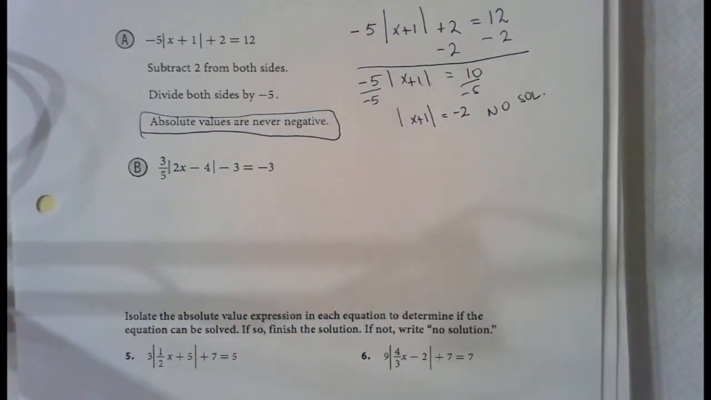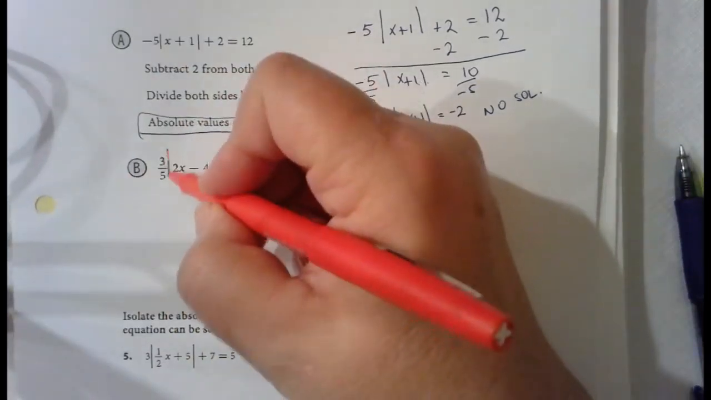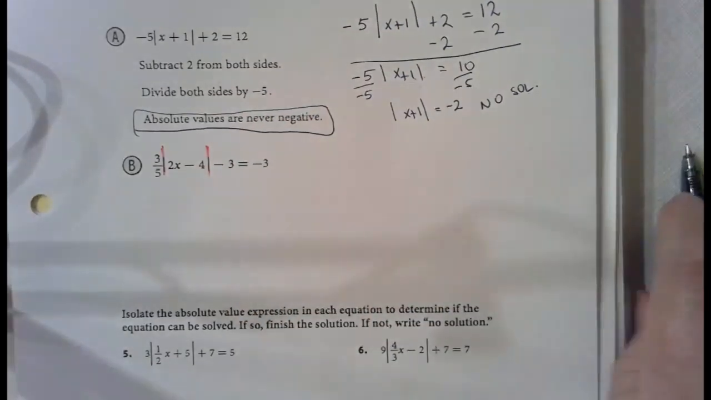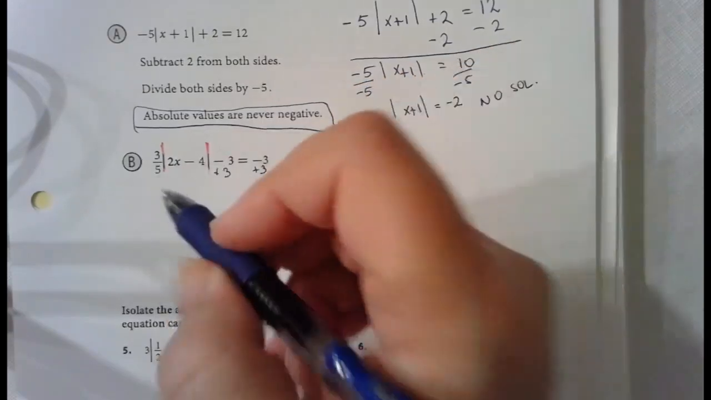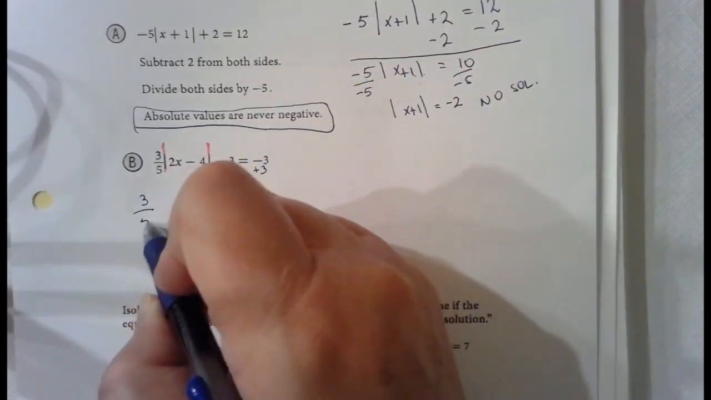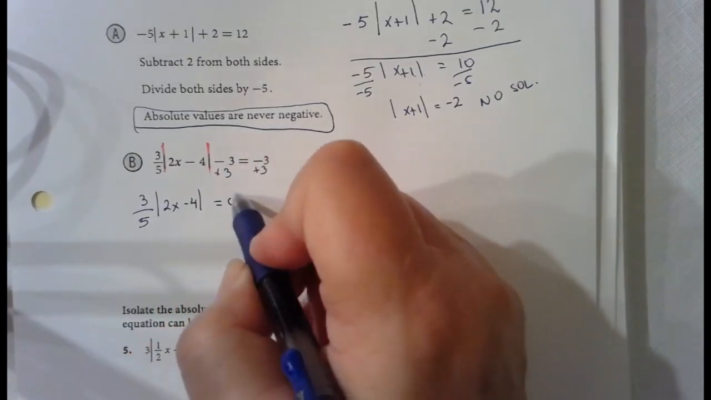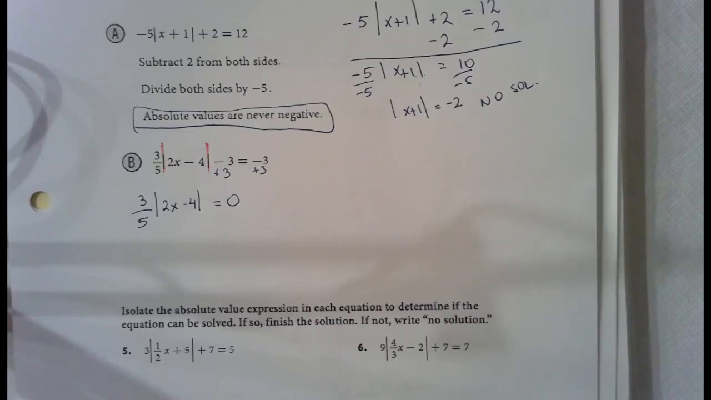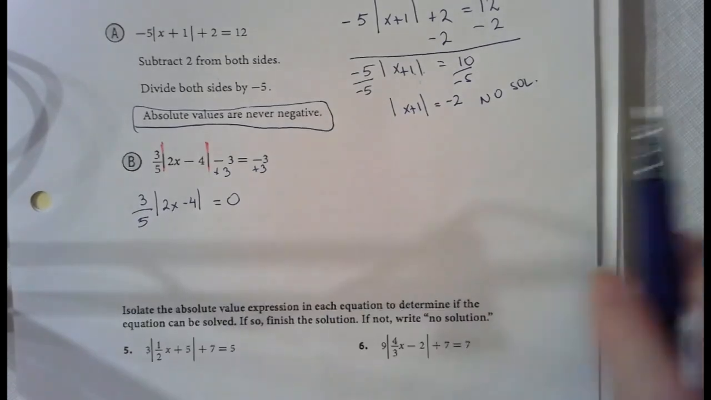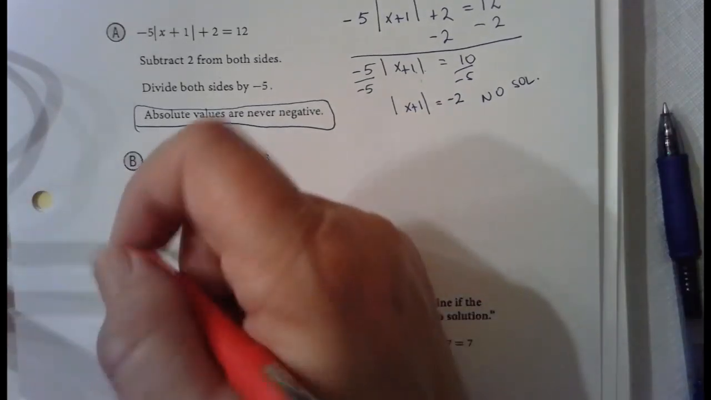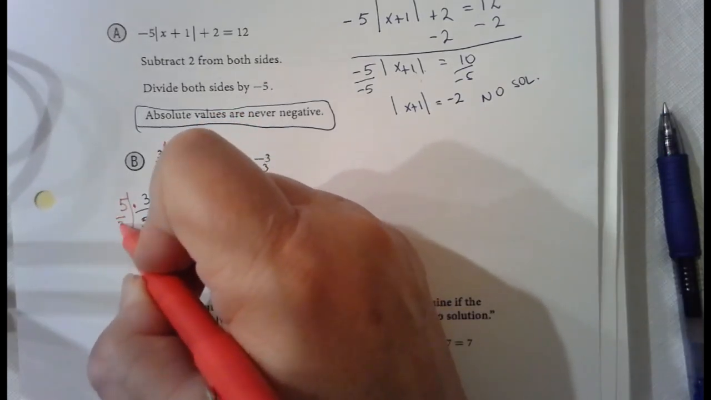In the next example, the first thing we're going to do is notice that my absolute value is not by itself. I'm going to add 3 to both sides. So now you have 3 over 5 times the absolute value of 2x minus 4 equals 0. The next thing I'm doing is I have a fraction 3/5. To get rid of the 3/5, you are going to multiply by the reciprocal. So you're going to multiply by 5 over 3.